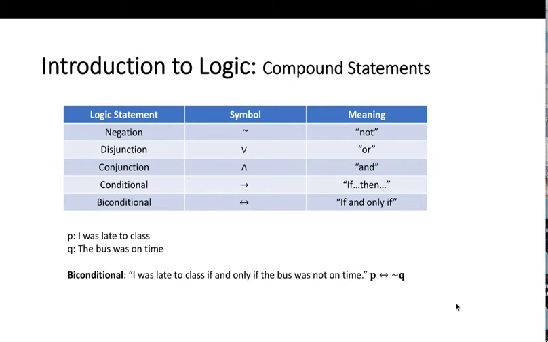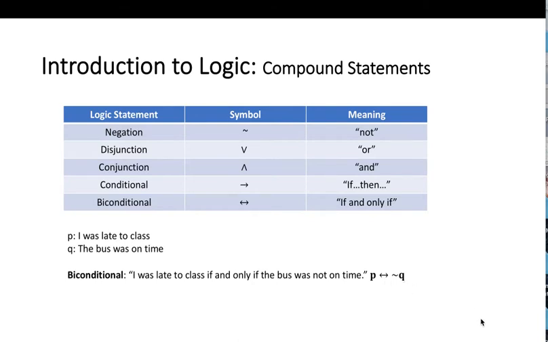Whoops, I missed conditional. Okay, conditional is if I was late to class, then the bus was not on time. If P, then not Q. That's the conditional statement. And now the biconditional, I was late to class if and only if the bus was not on time. That's P, if and only if, not Q.